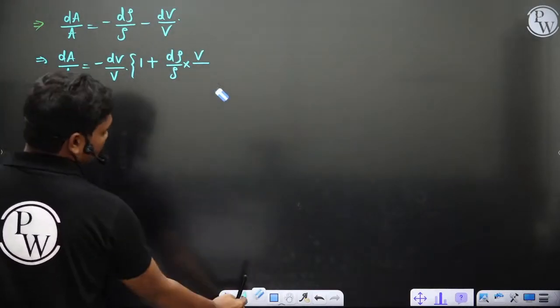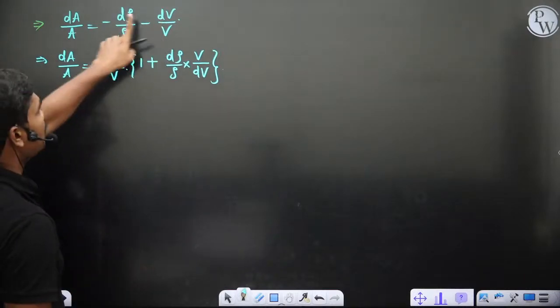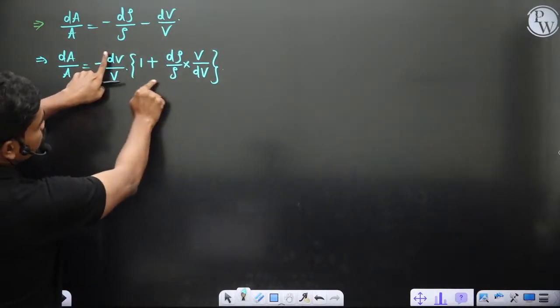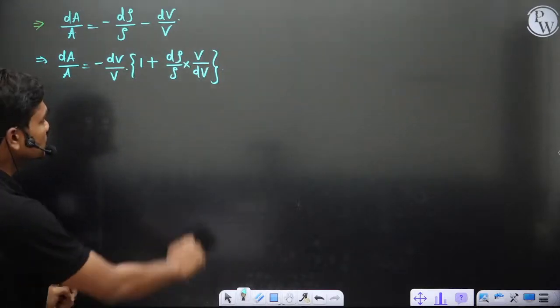Okay, so this is V by dV, of course, correct? Because see, if I am taking dV by V out, then definitely I should divide this with dV by V, which gives me a multiplication of V by dV. Okay, so are you all clear till this point?